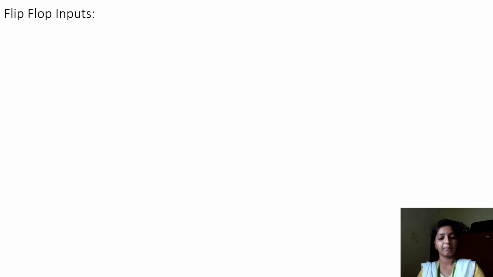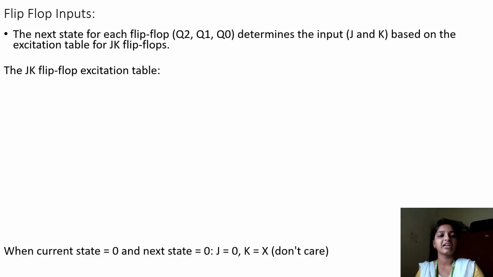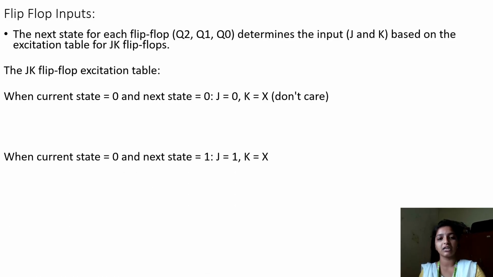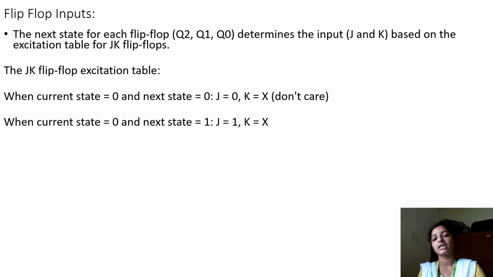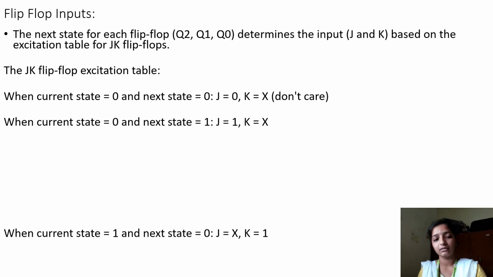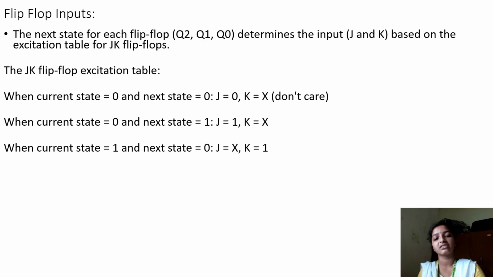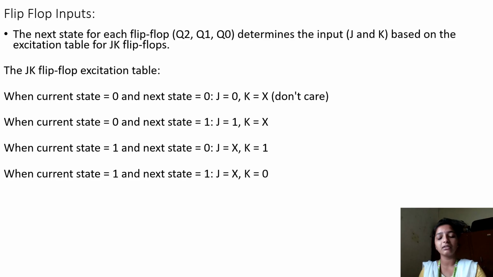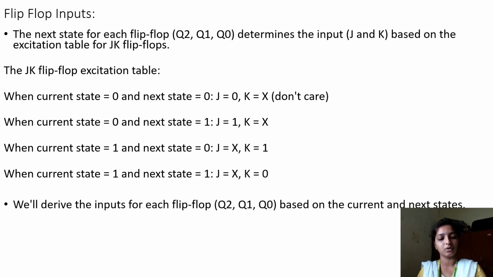Next, the flip-flop inputs. The next state for each flip-flop Q2, Q1, Q0 determines the inputs J and K based on the excitation table for JK flip-flops. In the JK flip-flop excitation table, when the current state is 0 and the next state is 0, J is equal to 0, K is equal to X. When the current state is 0 and next is 1, J is equal to 1. When the current state is 1 and the next state is 0, J is equal to X and K is equal to 1. When the current state is 1, we can observe like this only.